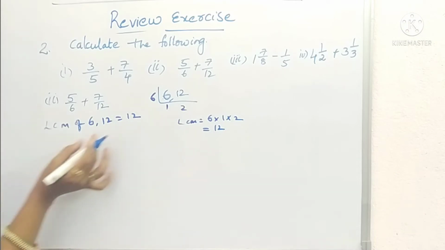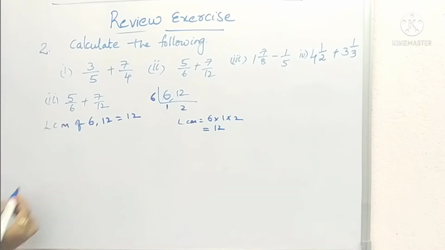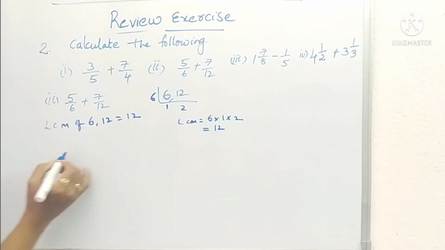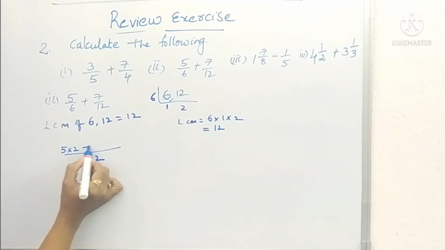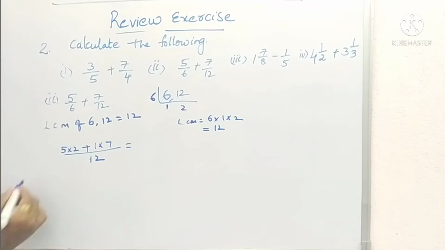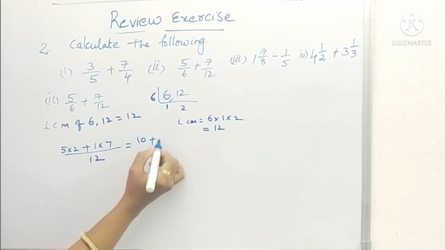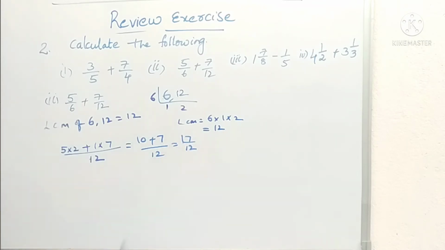So the LCM of 6, 12 is 12. If both the numbers come in one table, then the bigger one is the LCM. In your higher class you can do it like this. LCM is 12. How many times does 6 divide 12? 2 times, right? So 5 into 2 plus how many times does 12 divide? 1 time. 1 into 7. 5 2s are 10 plus 7 1s are 7 by 12, that is 17 by 12.